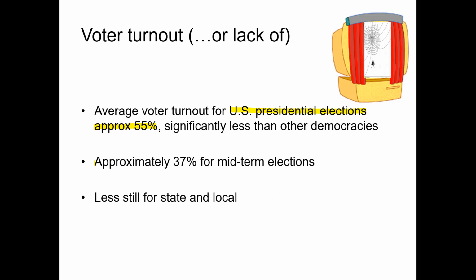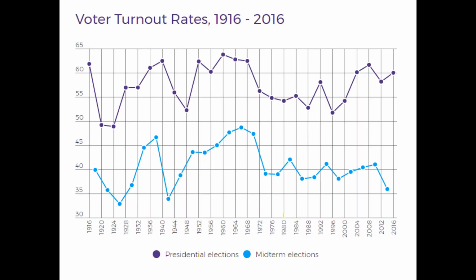It gets lower still for midterm elections, averaging around 37%. It did spike somewhat in the 2018 midterms, and it's even lower still, around 20 to 30% for statewide elections, and as low as 10 to 15% for local elections. So Americans have a pretty low voter turnout. We'll talk a little bit more later as to why that is.